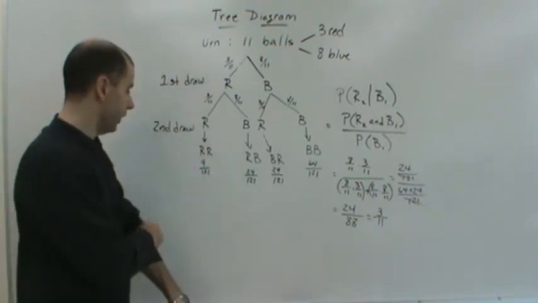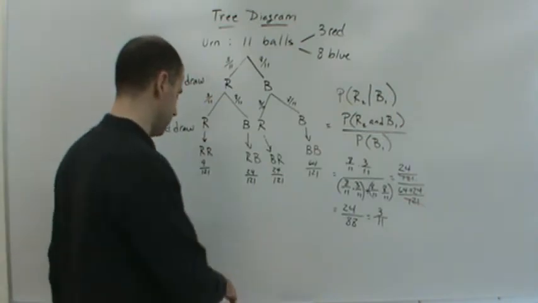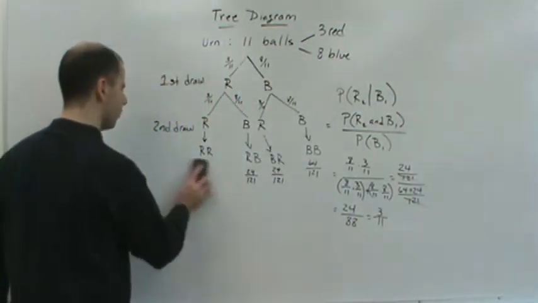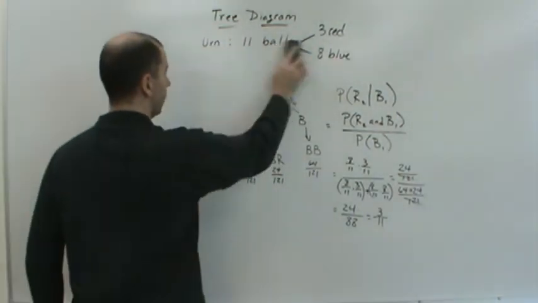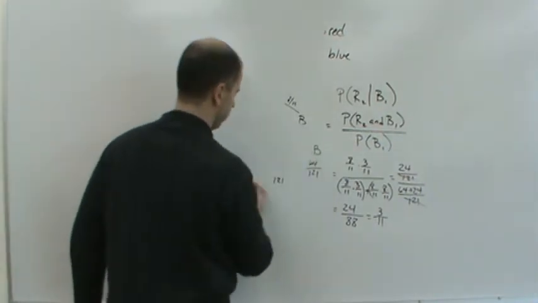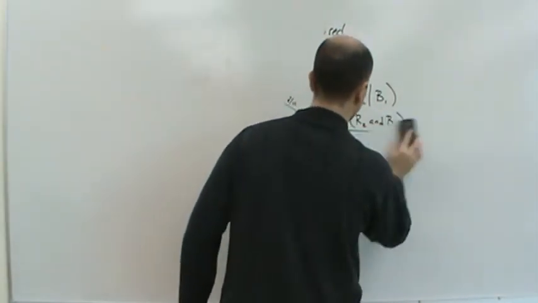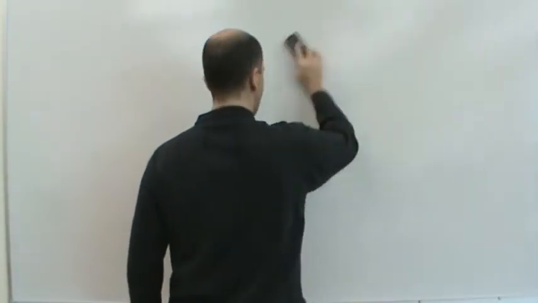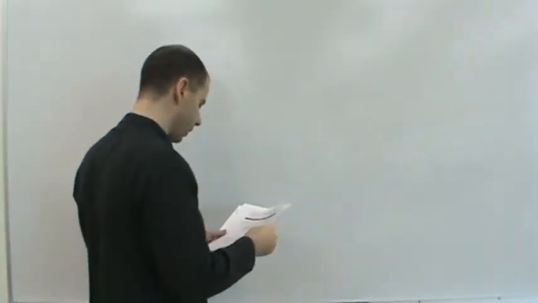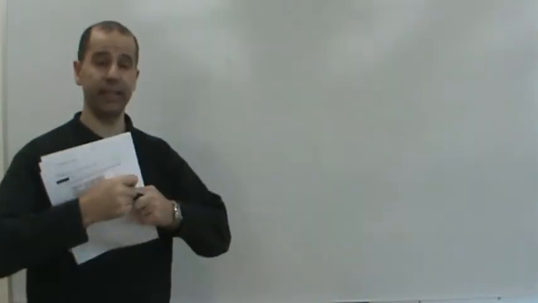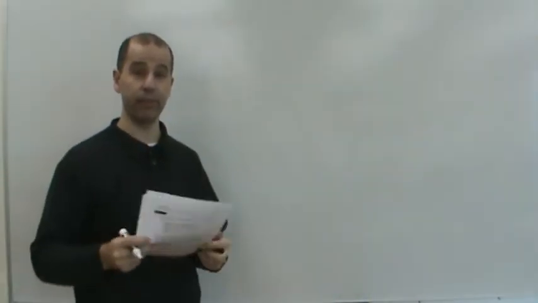Okay, great. So now let's talk about Venn diagrams. Venn diagrams are another tool that we can use. Okay, so what's a Venn diagram? A Venn diagram is a visual tool that allows us to, again, display probabilities and the relationship between events.